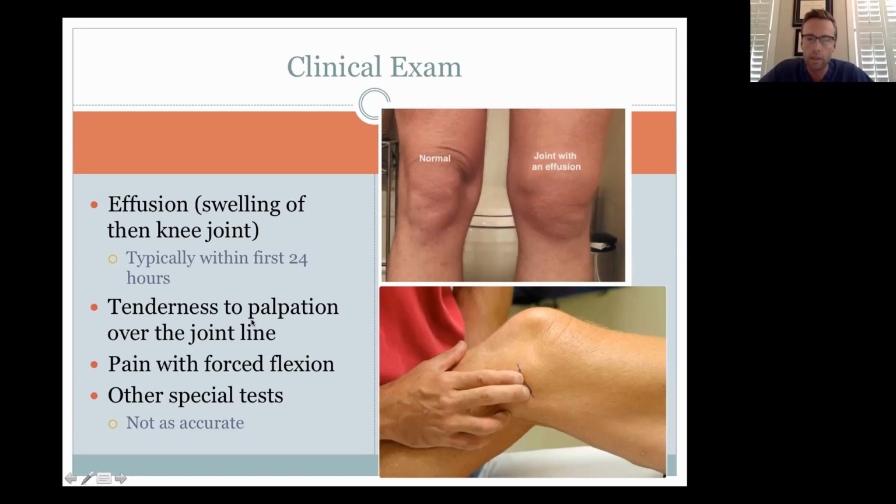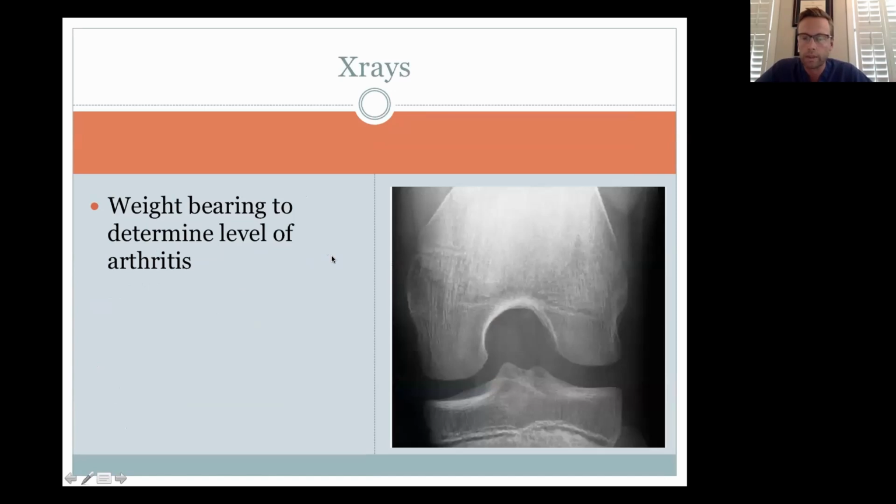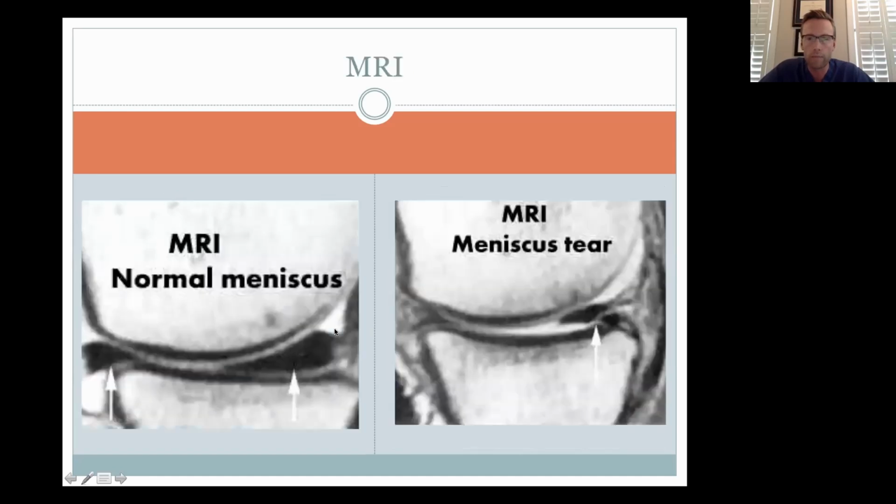It's really these top 3 clinical signs that we look for. We'll probably always get a set of x-rays just to make sure that there's not a broken bone or advanced arthritis or some abnormal anatomy or a loose piece somewhere. This is just a standard x-ray and obviously a normal looking x-ray.